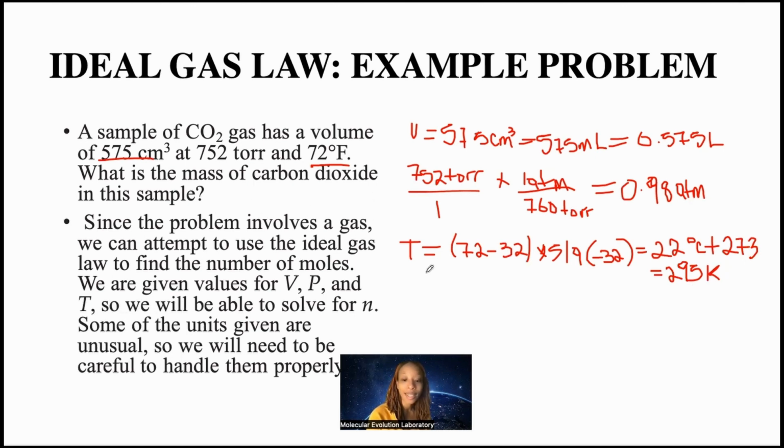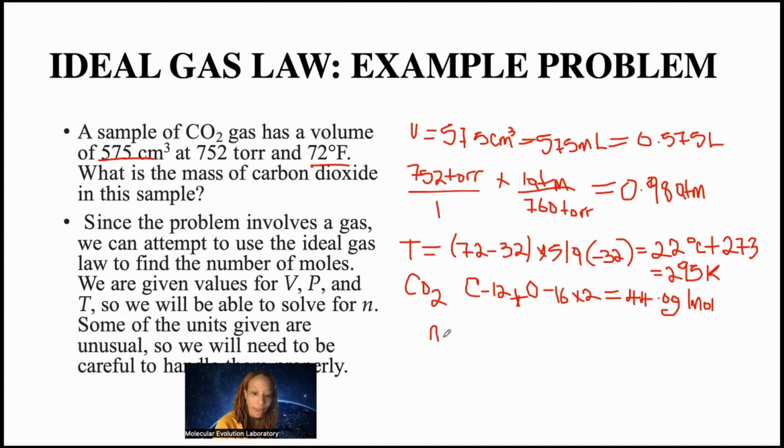As we know from our last lecture, one CO2 has 1 carbon and 2 oxygen. The molar mass of carbon is 12. The molar mass of oxygen is 16, and this would be 16 times 2 because there are 2 oxygen, so here we should have a plus. This gives us 44.0 grams per mole. We're trying to find the number of moles, which is n. So n equals pressure times volume divided by R, which is a constant, times temperature.